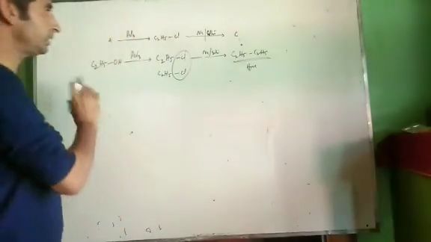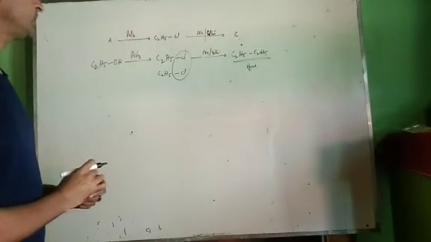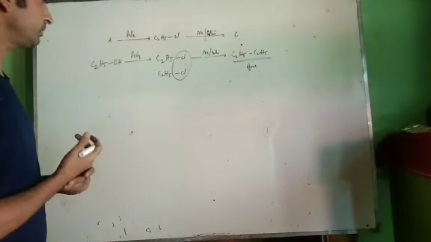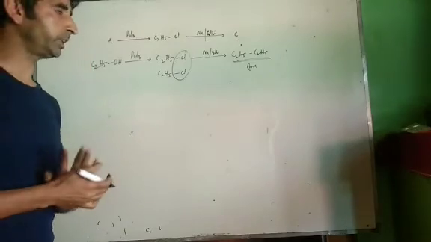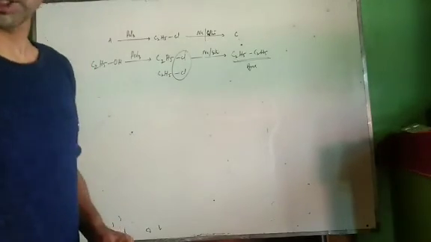Questions are asked like this. This is a series question in which there are 2-3 different types of reactants. You have to determine compound A, compound B, and compound C. This is all about haloalkanes and haloarenes.